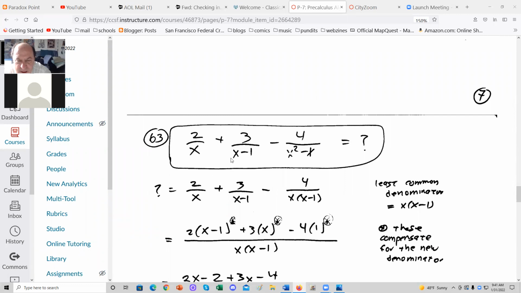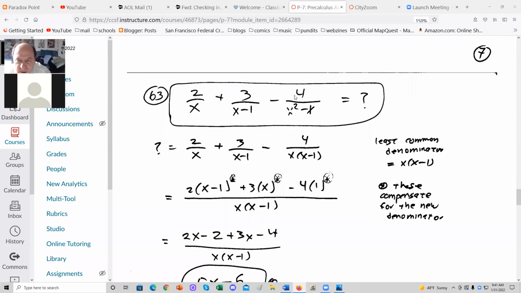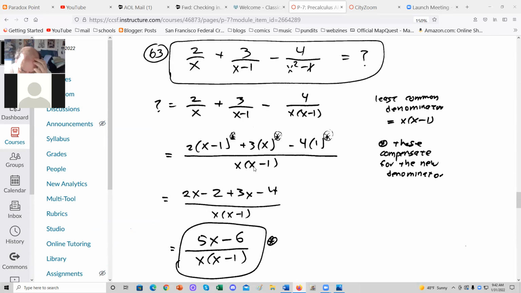2 over x plus 3 over x minus 1 minus 4 over x squared minus x. Okay, the first thing is to factor this x squared minus x into x times x minus 1. 2 over x plus 3 over x minus 1 minus 4 over x times x minus 1. Now, this x times x minus 1 is the least common denominator. x goes into it, x minus 1 goes into it, x times x minus 1 goes into it. All right, so we put it over that common denominator.